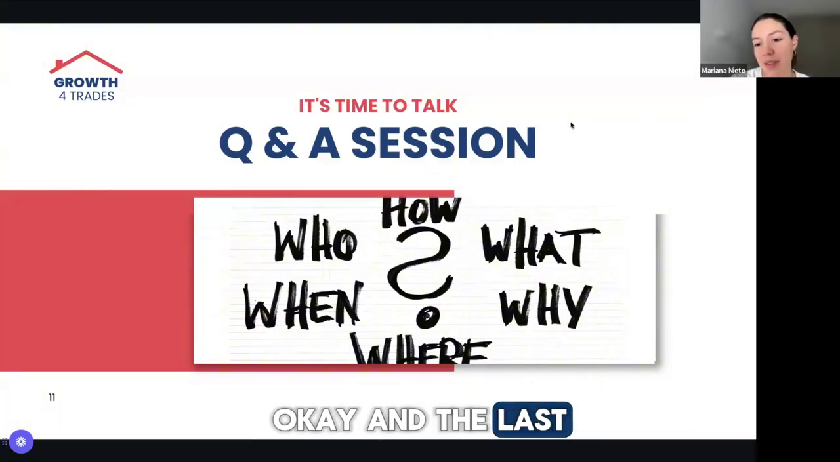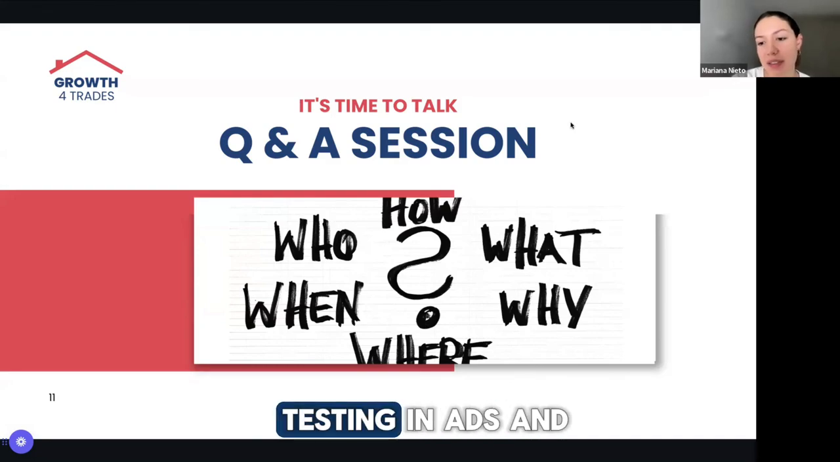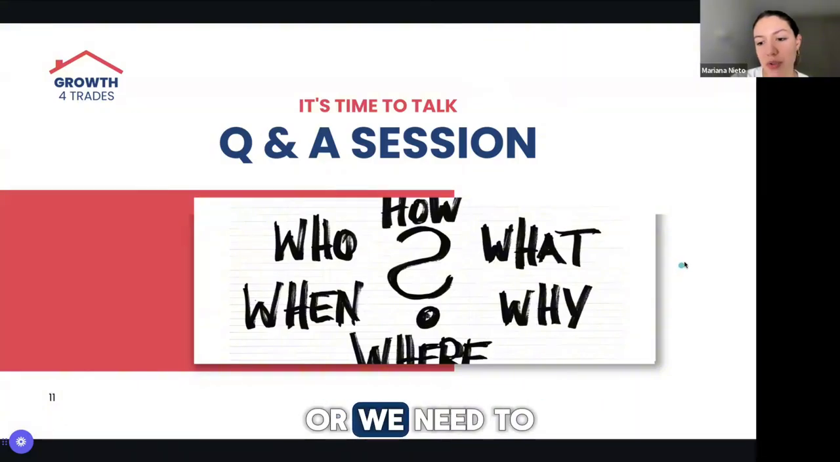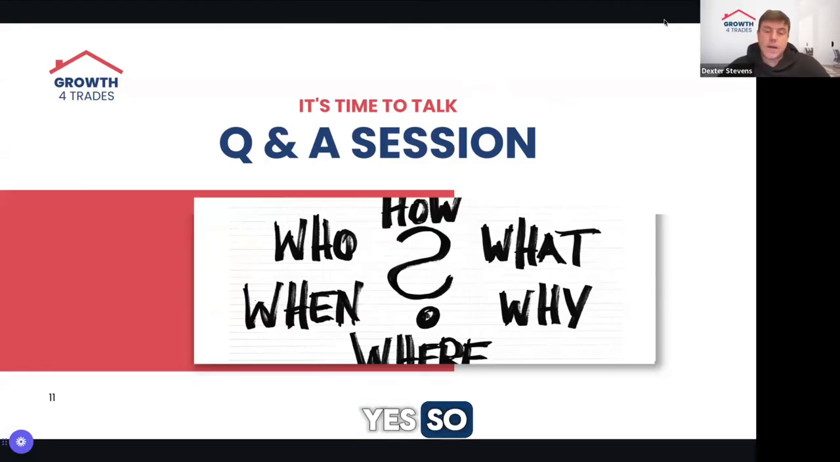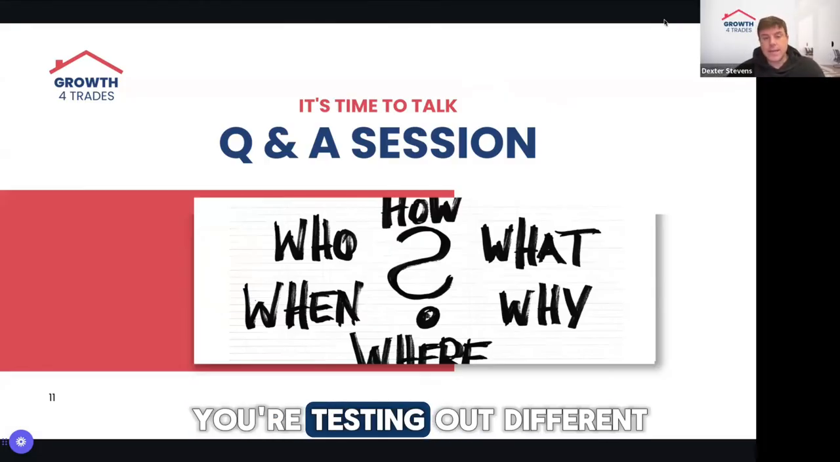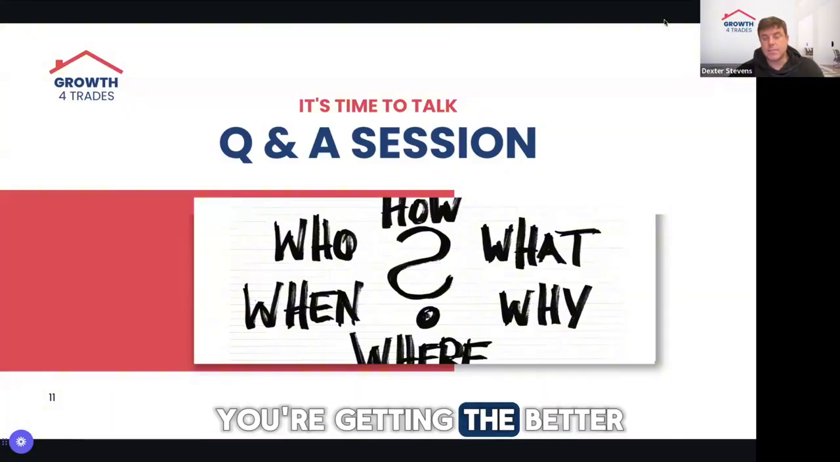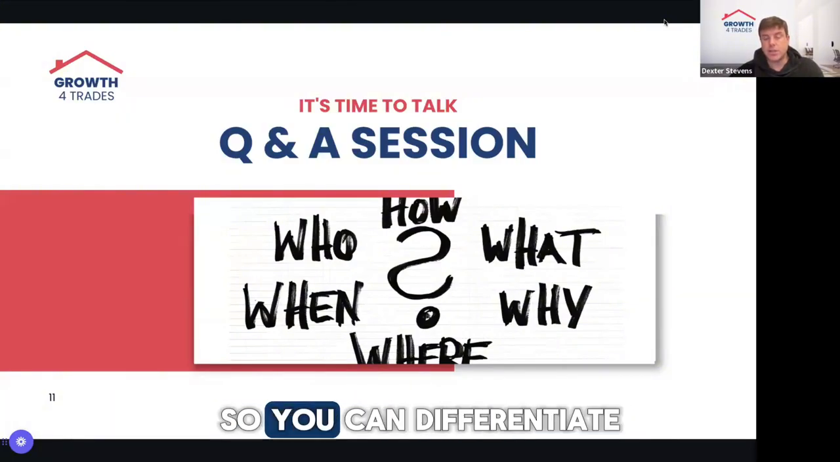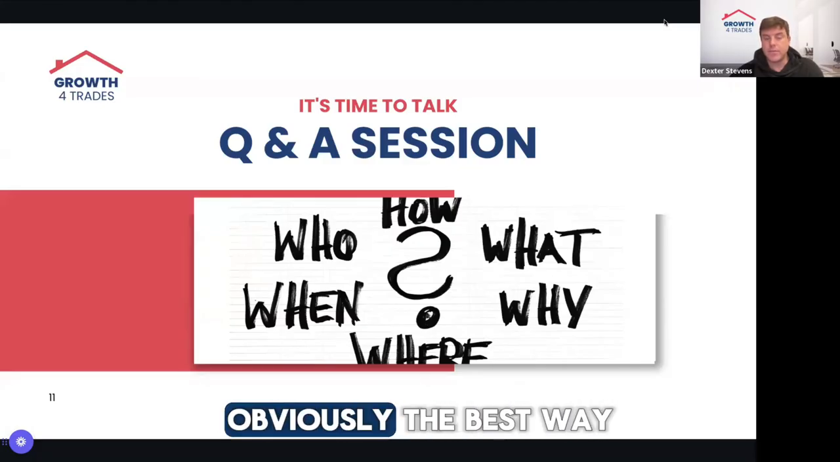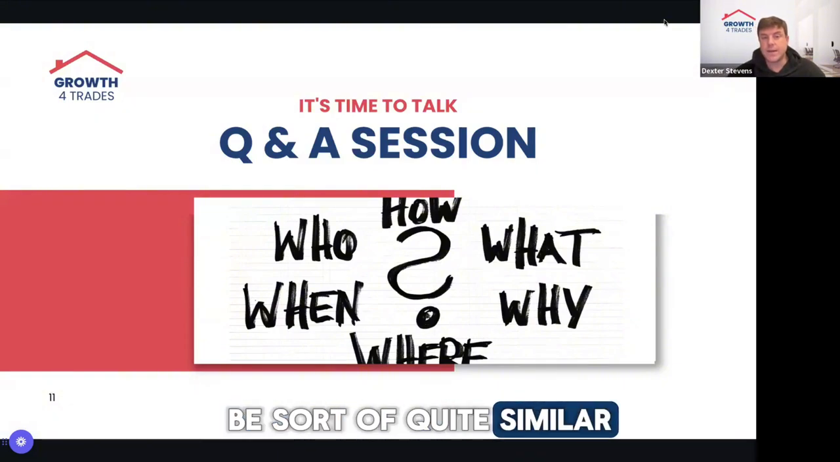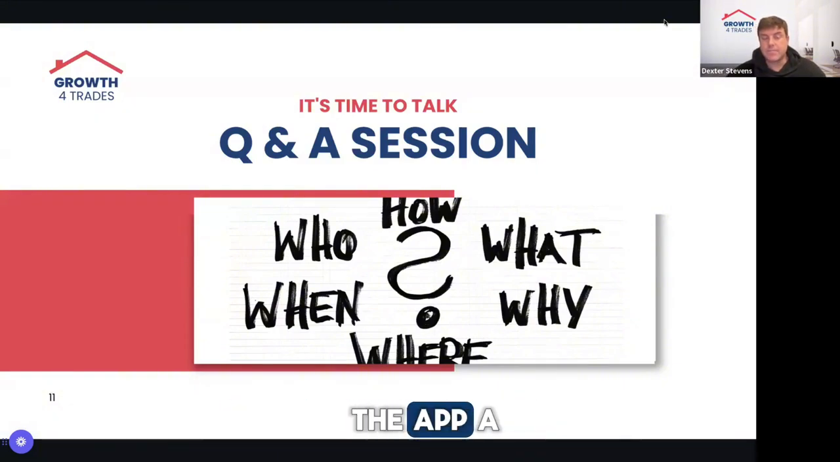Okay. And the last question is, what is A/B testing in ads and how does it help? Also, can we directly run ads, or do we need to run awareness or brand awareness campaigns first? Yeah, so A/B testing is testing out different ad copies, because the better CTR you're getting, the more clicks you're going to get. So you can differentiate between ad copies. The best way to set it up is for them to be quite similar, so you can see what you're actually testing.